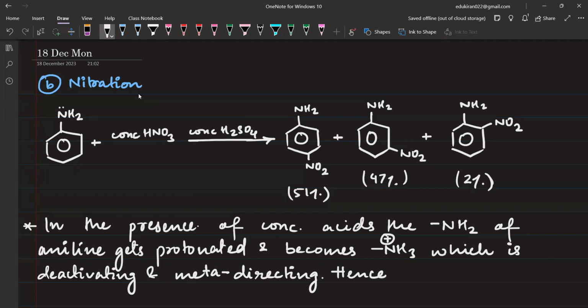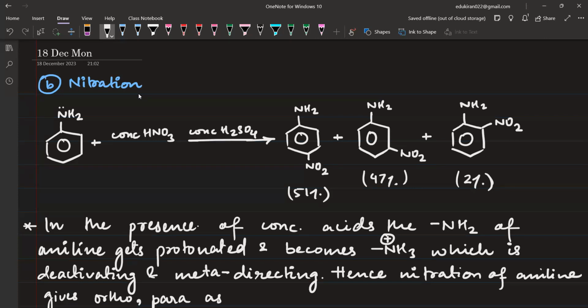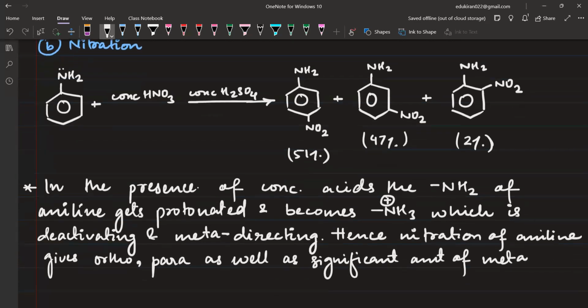Hence, nitration of aniline gives ortho, para as well as a significant amount of meta nitroaniline, the meta substituted product.